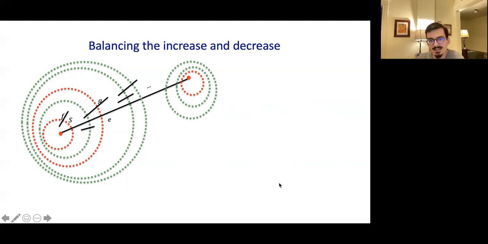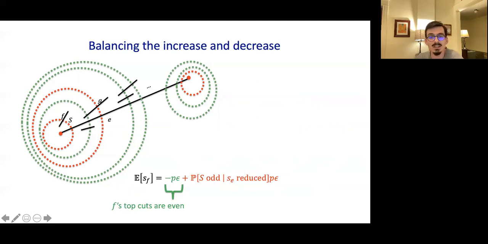And all we want to say is that each edge has negative slack in expectation despite this increase. So let's look at f. And so p is the probability that f is even in its top two cuts. And the same for e, let's say. And then f decreases by epsilon with some probability p and increases by epsilon when S is odd and the edge e is reduced. But actually, to make this negative, all we need to do is to say that this conditional probability is some constant less than 1.